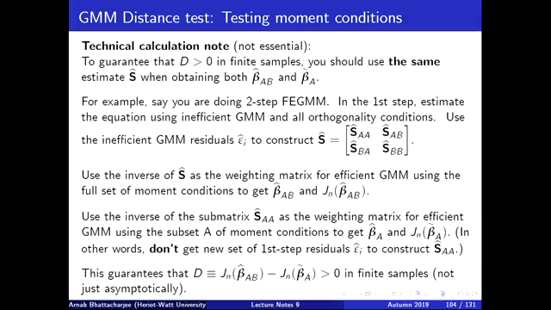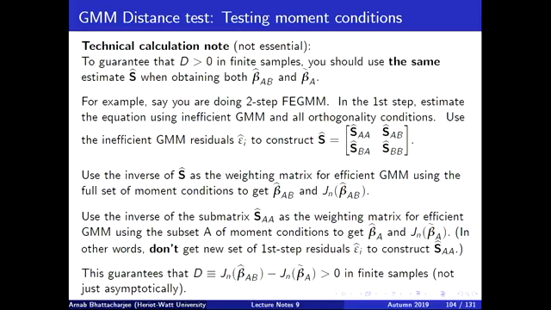So to guarantee that this is greater than 0 in finite samples, what we need to do is use the same estimate S hat for computing both. That implies that we are going to use the full set of moment conditions to compute our S hat. Okay?